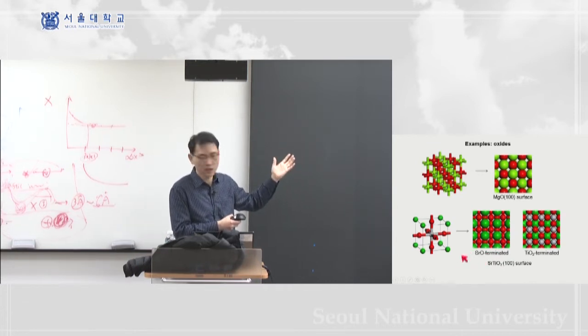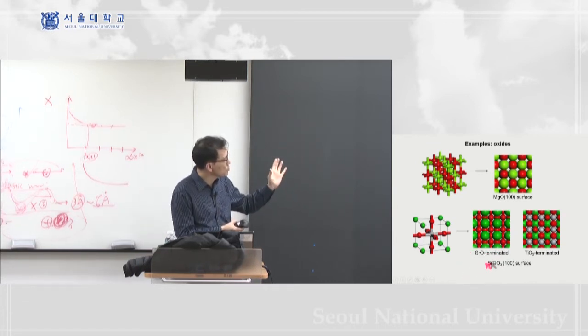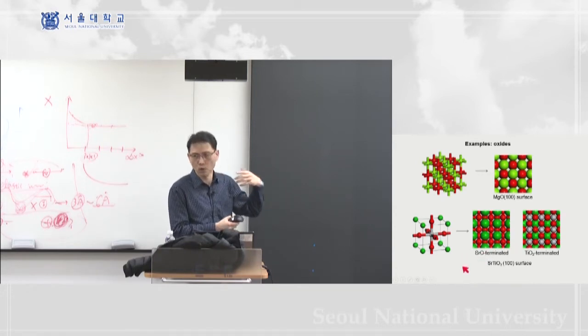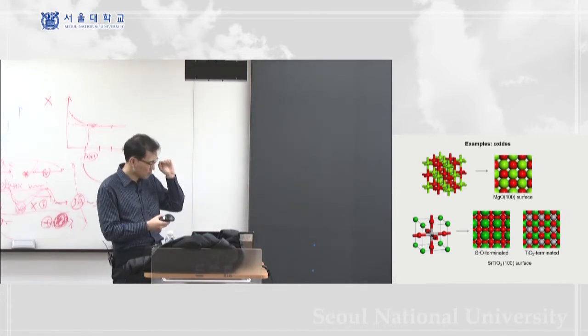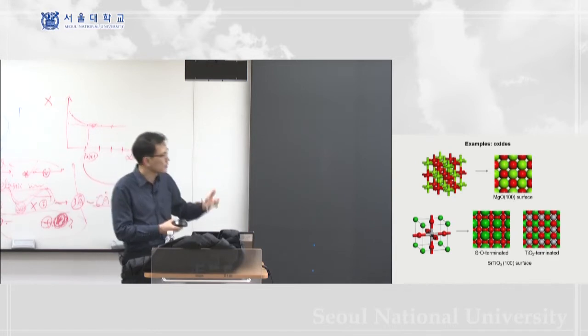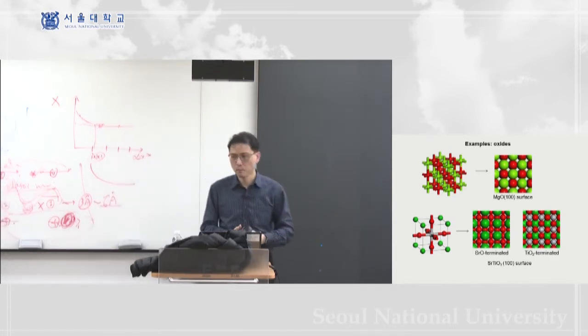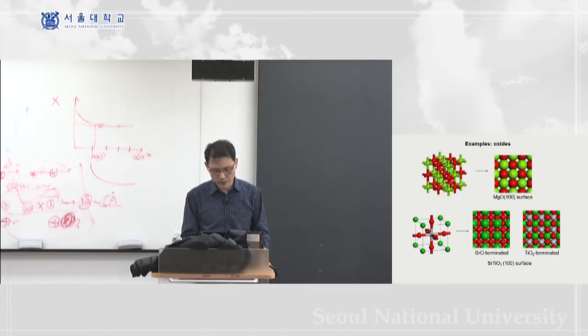It depends on the experiment, but in the case of STO, usually TiO2 is more stable than SrO because strontium is a more volatile element. Okay, but sometimes by controlling the chemical potential, you can make the SrO terminated surface more stable than the TiO2 terminated surface. That is possible by controlling your experimental conditions.